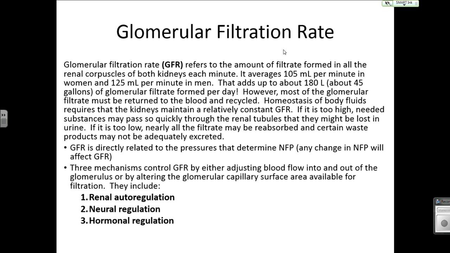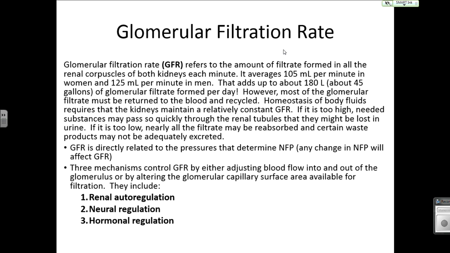It means we're producing too much filtrate and we can't return enough. Therefore, we might lose stuff in our urine, stuff that would not be needed to be lost. If it's too low, we might not be able to get rid of the waste that we need. We talked about the other day how bad it is if we have too much waste in our body. Okay.